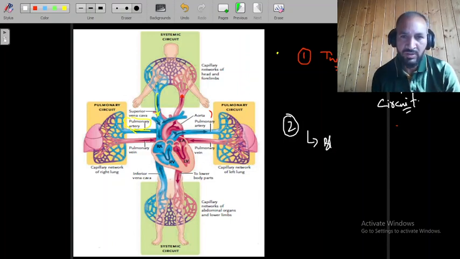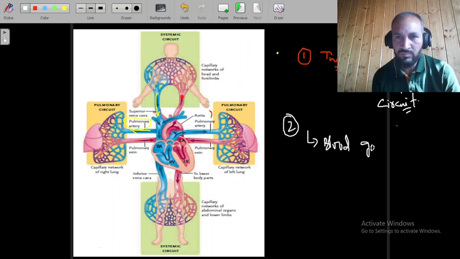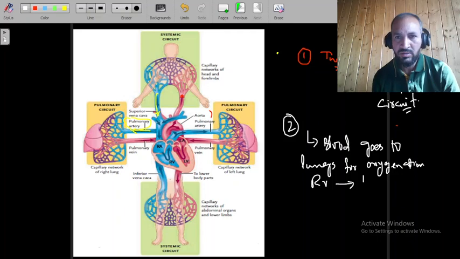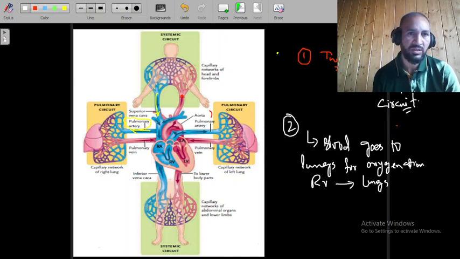Let me write it here. Blood goes to lungs for oxygenation. From where does it go? It goes from the right ventricle to the lungs, through the pulmonary artery. Let me write PA, pulmonary artery.